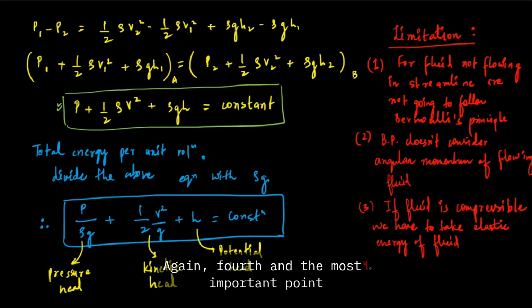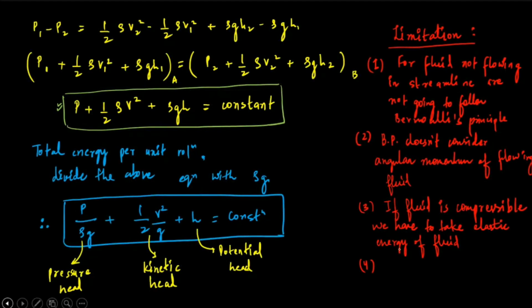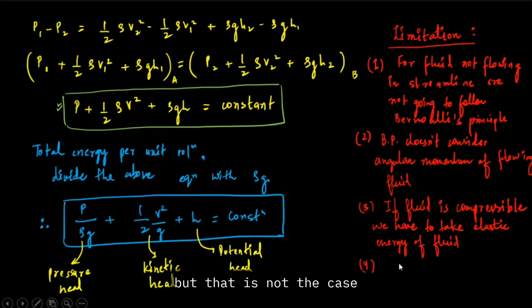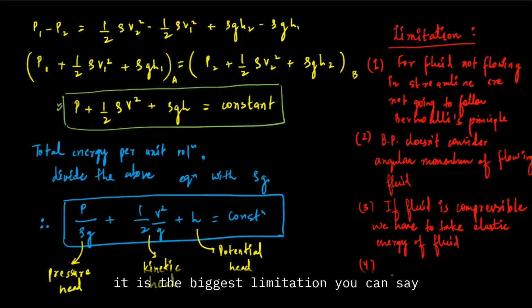Again, fourth and the most important point. We are considering that there is no loss of energy due to friction, but that is not the case. In reality, there is friction. So we'll simply say it is the biggest limitation you can say.